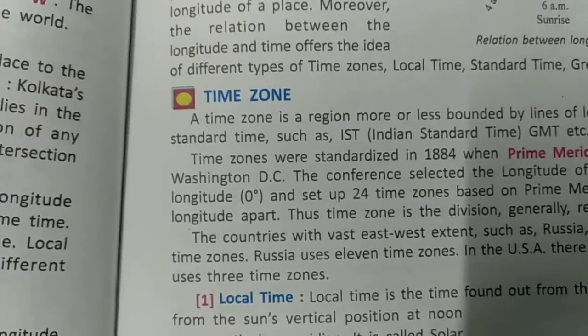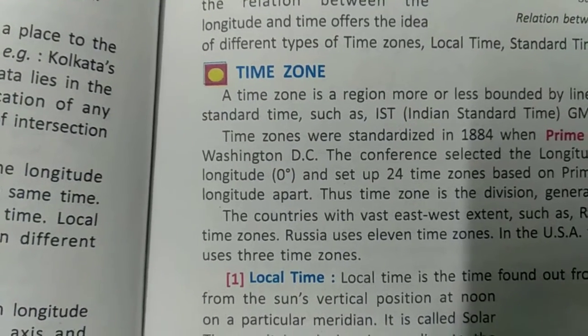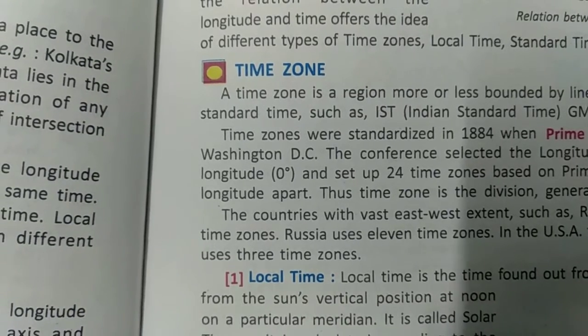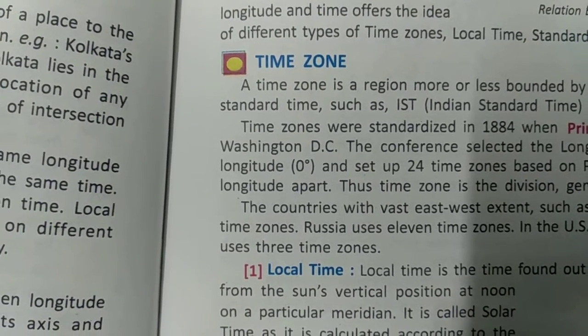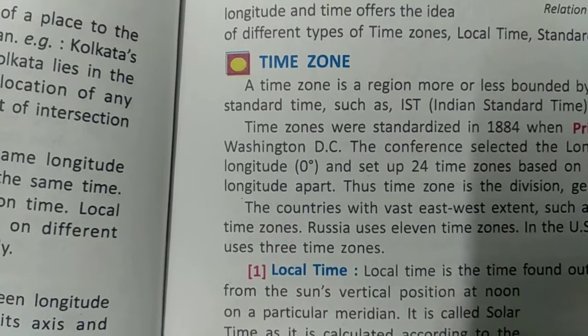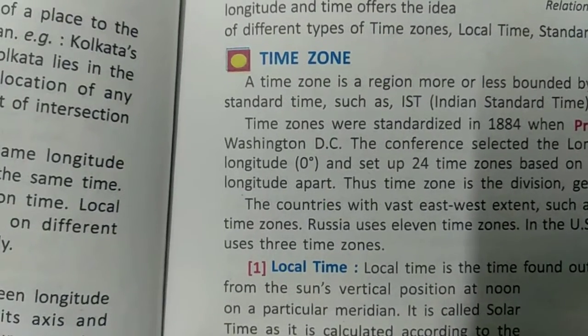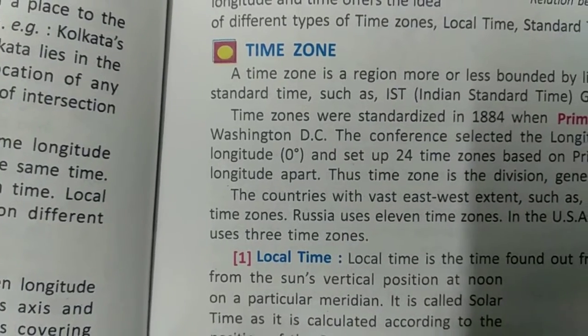Okay, what is time zone? Time zone is a region, more or less, bounded by lines of longitude that has a uniform standard time. That is known as GMT for the prime meridian, and for India it is IST.